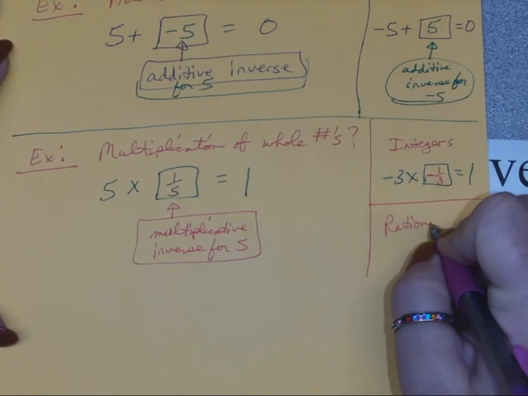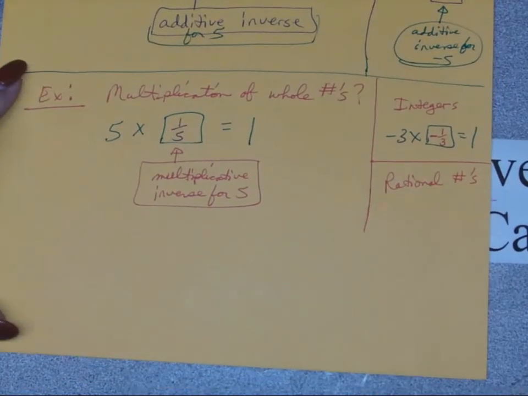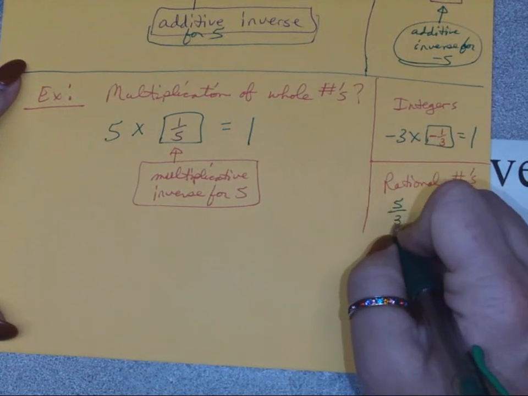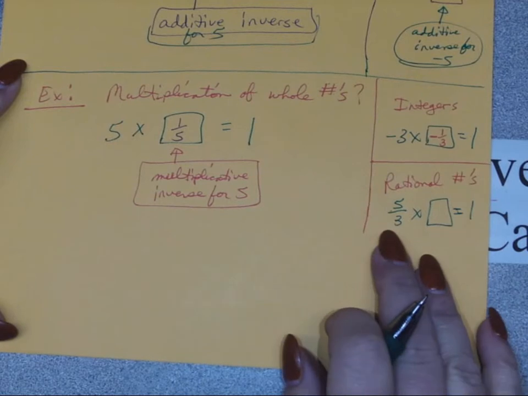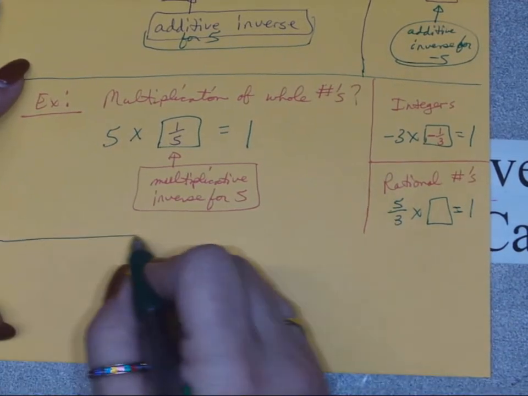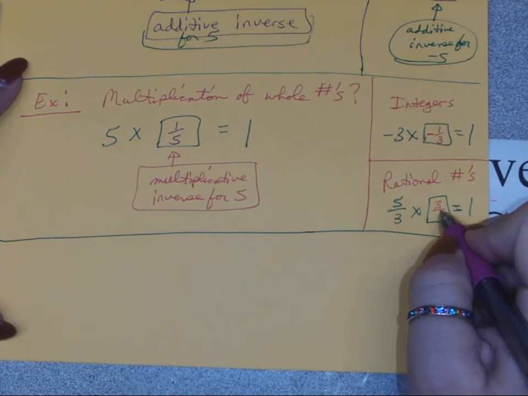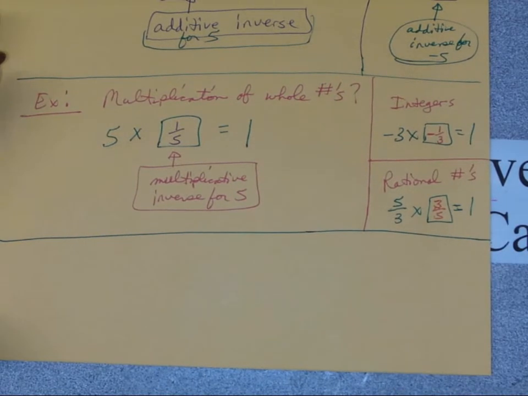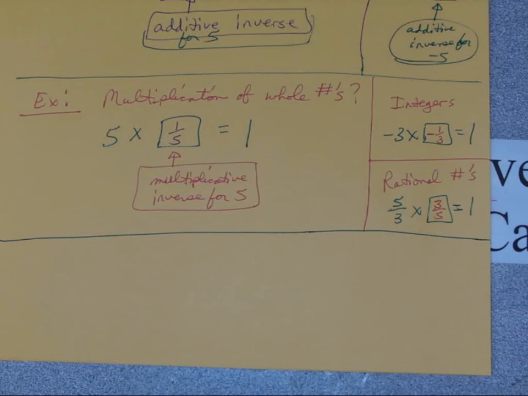So for rational numbers, let's say that we had 5/3 times something, get me back to the 1. What would I have to multiply 5/3 by in order to get a 1? Yeah, it would have to be a 3/5, right? So again, the reciprocal. So in the case of multiplication, the multiplicative inverse for whatever is always its reciprocal. Whether it's positive or negative doesn't matter. It just keeps the sign, and then we just flip it, right?